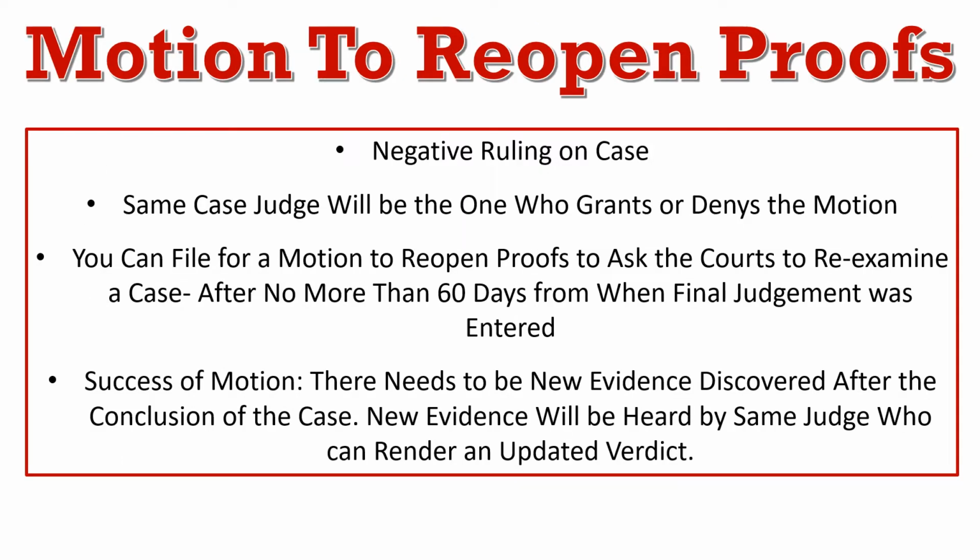Motion to reopen proofs. We have to have that negative ruling on a case. The same case judge will be the one who grants or denies the motion. So in Depp v. Heard, Heard had the negative ruling on the case, so she can motion to reopen proofs, and Judge A will be the one granting or denying this motion of Heard's team.